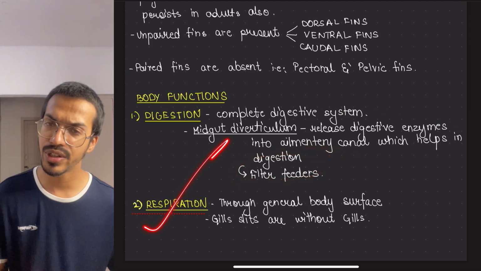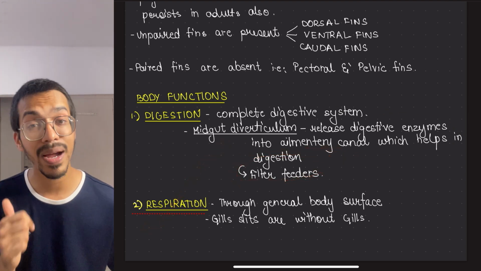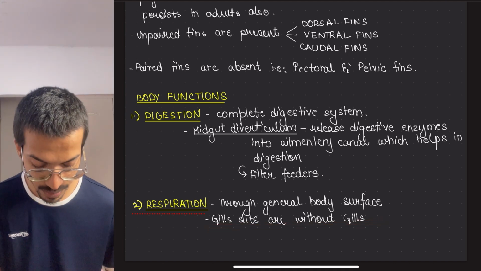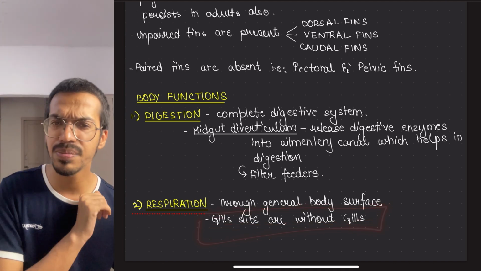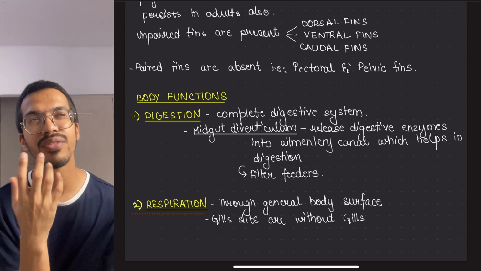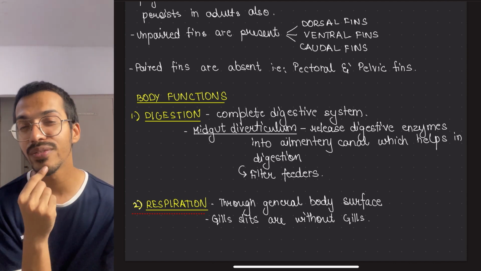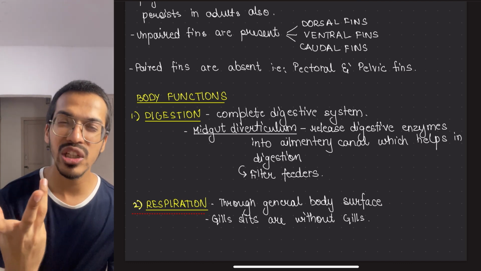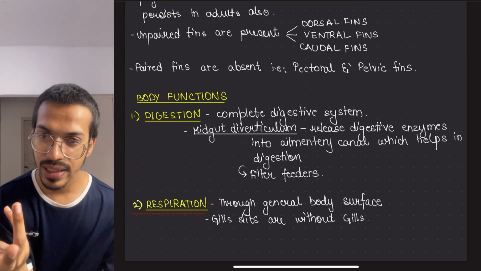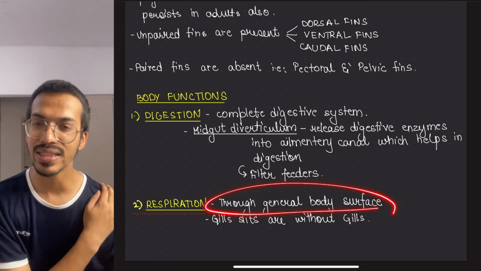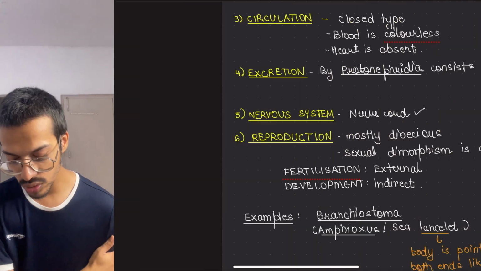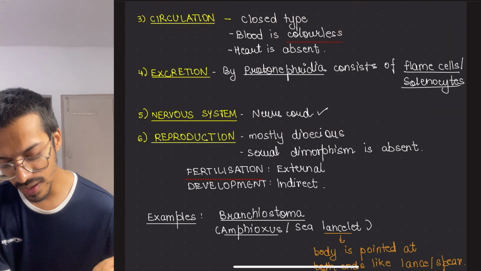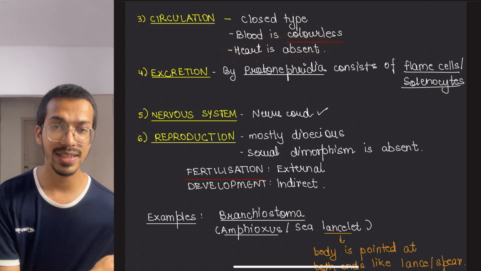Then comes respiration. Respiration is by the gill slits. Gill slits are there, but the gills are not present in them. Now the question is, if gills are not present, how will they respire and exchange oxygenated and deoxygenated blood? It is through the skin, the general body surface. Next is circulation. It is closed type, the blood is colorless, and the heart is absent.